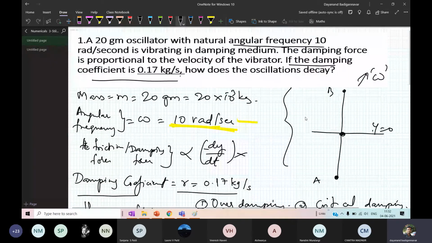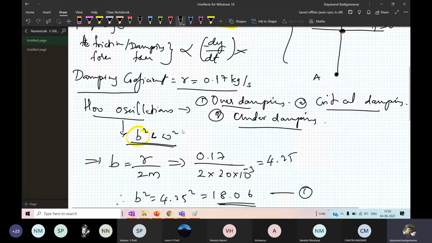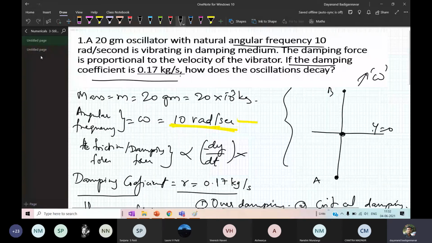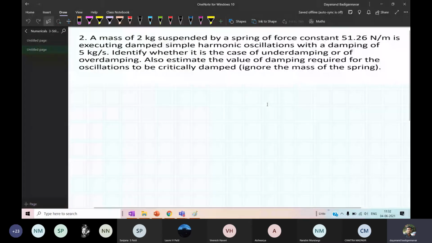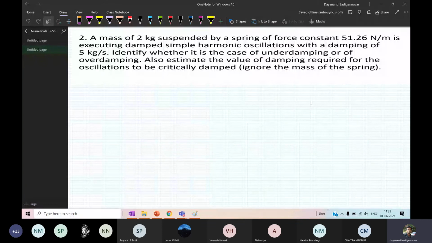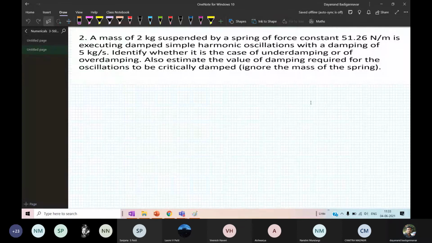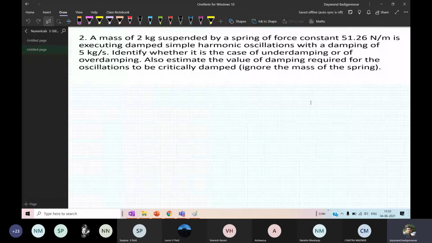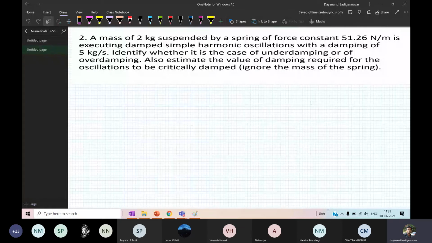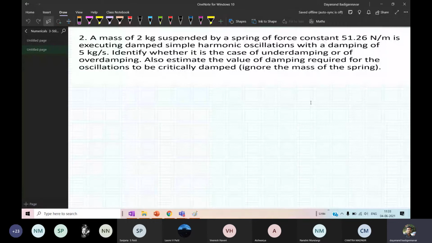Go for the second one. A mass of 2 kg is suspended by a spring constant of 51.26 Newton per meter and is executing damped simple harmonic motion with a damping of 5 kg per second. Identify whether it is the case of under damping or over damping. You have to check whether it is under damping or over damping. Also estimate the value of damping required for the oscillations to be critically damped.